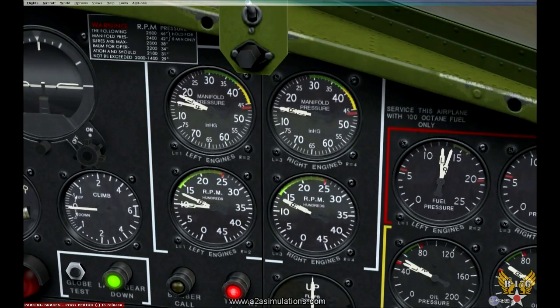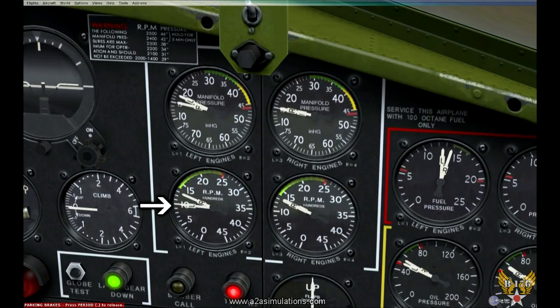Now, look at the RPM gauges below. The RPM in this case is indicating this engine is not producing as much power as the number 2 engine with the same throttle setting. We'd actually have to increase the number 1 throttle more than number 2 to produce the same power.